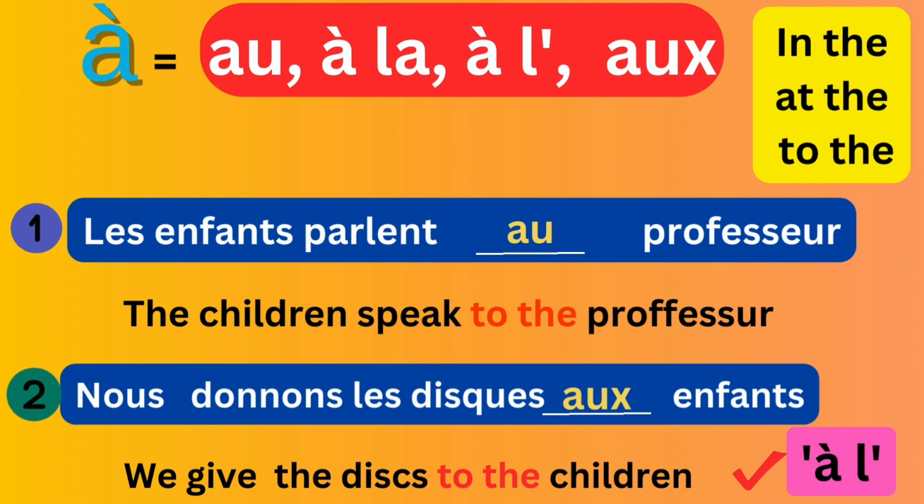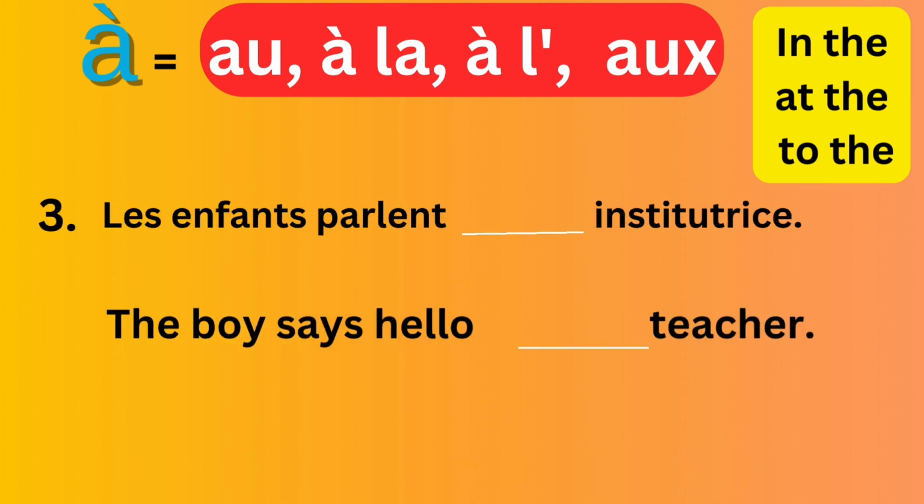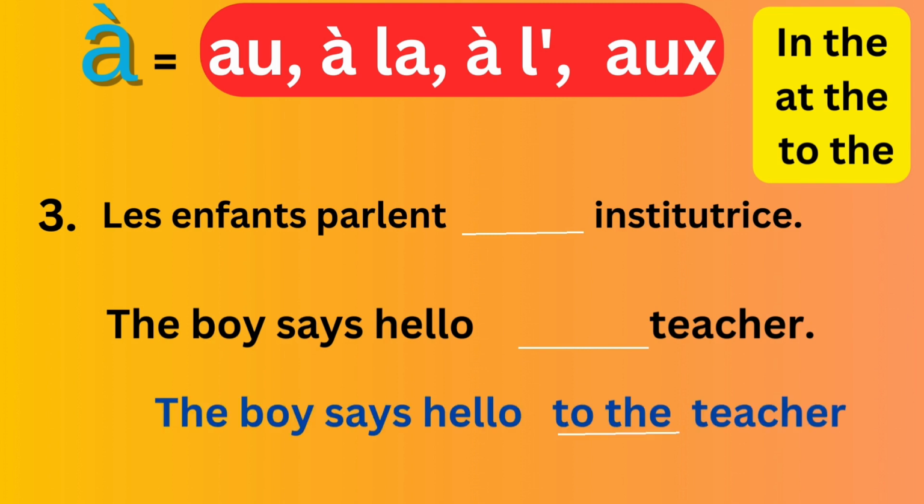Let's move to the third sentence. Les enfants parlent dash institutrice. The boy says hello dash teacher. The meaning of the sentence is, you will say in English, the boy says hello to the teacher. So the meaning is very clear. It should be either in the, at the, or to the. The boy says hello to the teacher.